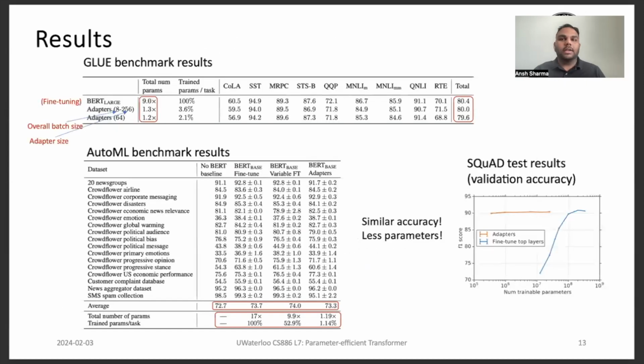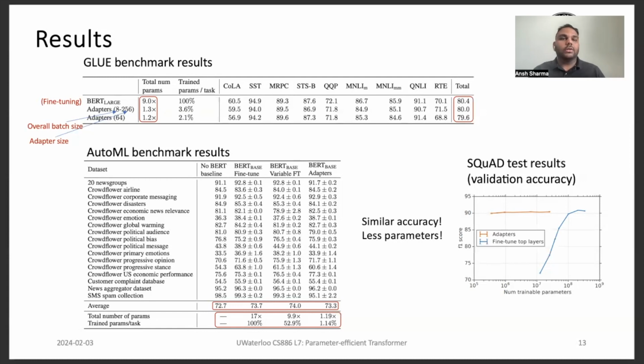On the GLUE benchmarking tool, the BERT model with adapter modules matches the performance of fine tuning by only utilizing around 3% of the new parameters. The AutoML benchmark results are also good. BERT base with adapters utilizes only 1.14% new parameters and reaches a 73.3% accuracy, while BERT base fine tuning uses 100% new parameters and reaches 73.7% accuracy.